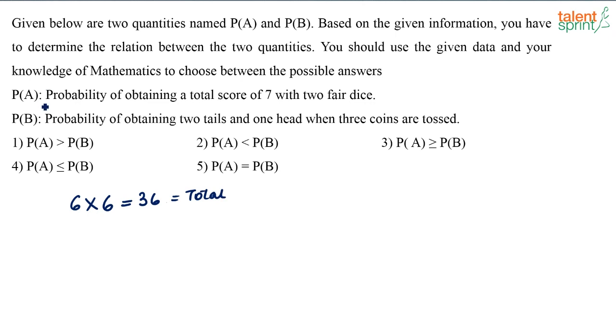Now what is our required case? Probability of obtaining 7, a total score of 7. So which are the cases when we can get a 7, total of 7?